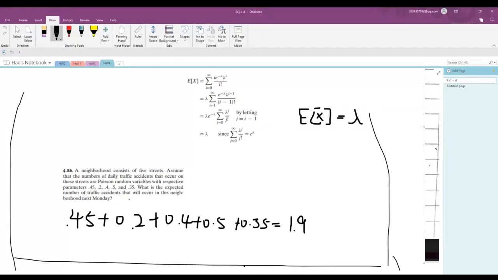Okay, then you add up all those values. 1.9. What's that? That's the expected number of traffic accidents that will occur in this neighborhood next Monday. Since it's the daily traffic accident, so it happens every day, I guess. So that's your number, right? 1.9, yeah, is your number. Oh, okay, I get that. Okay, I see. All right, thank you.